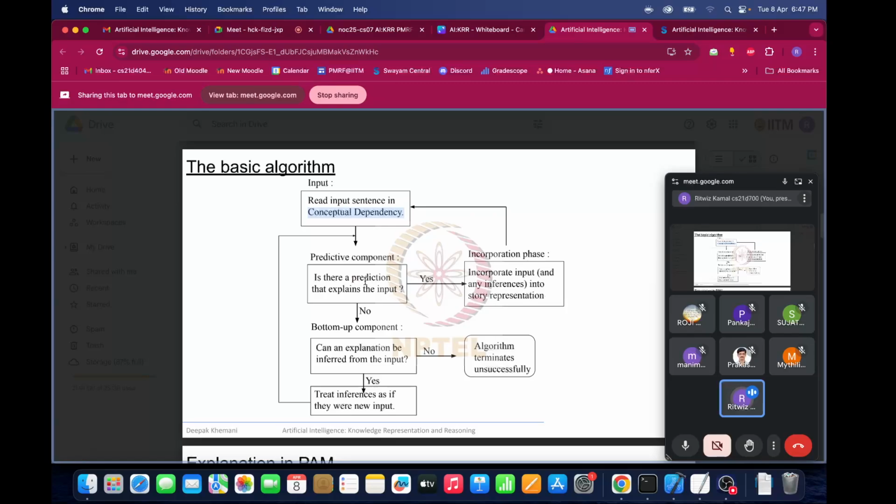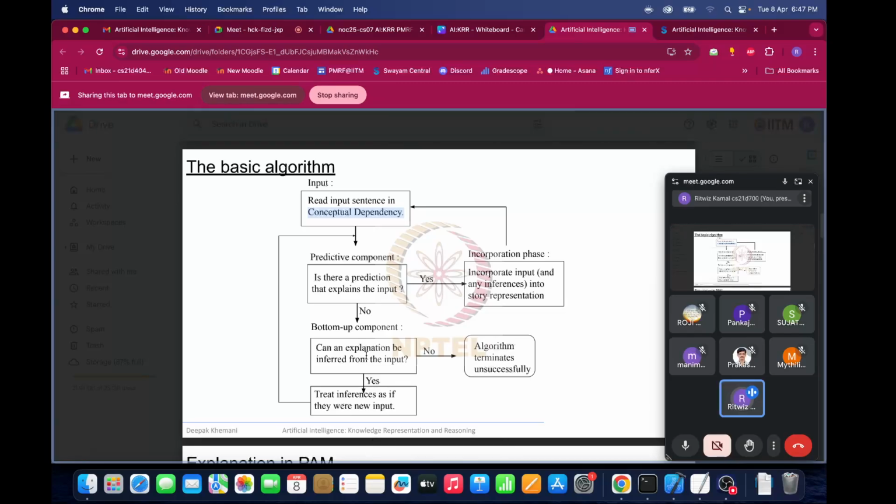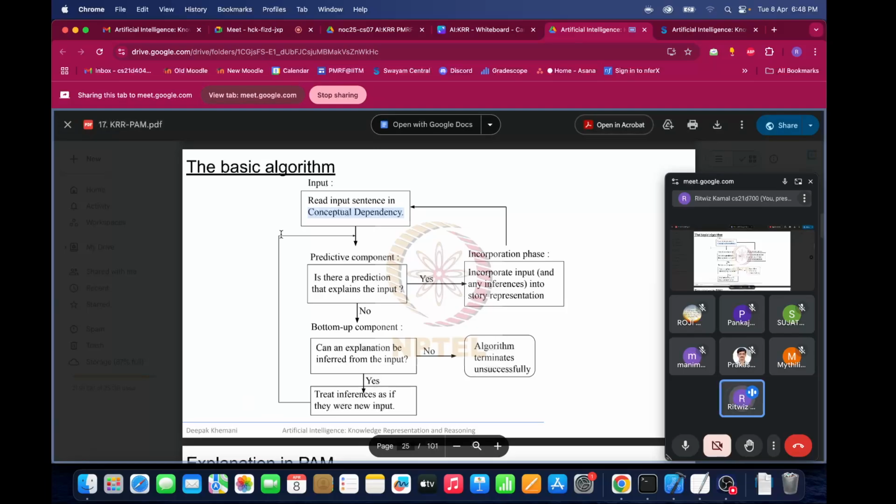Then we go back to the same starting position to have a look at the next sentence. If that sentence is not explainable by the predictive component, we look at the possible actions available and see whether there is some plan in which that action could find a placeholder. That will be the bottom up component. If we still can't find an explanation, the algorithm has terminated and we cannot incorporate this sentence into the story representation. If it does find a possible explanation in the bottom up component, we treat the inference as a new input and go back to the starting point. So this is the basic algorithm.